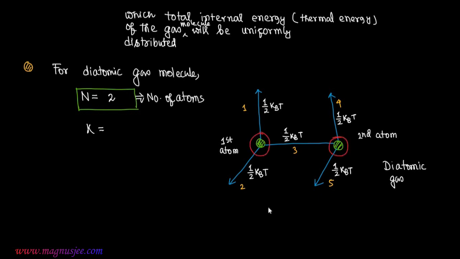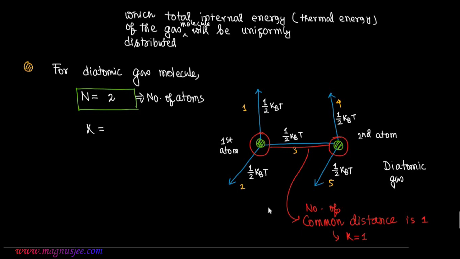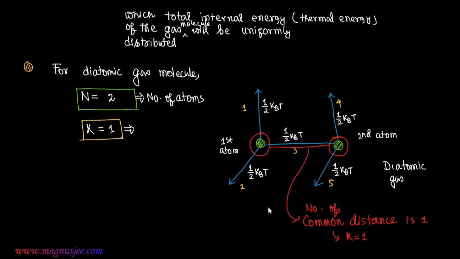Now we can denote the common distance between the two atoms. This is the common distance, and the number of common distances is 1 only. K is equal to 1. The number of constraints, that means the number of common distances, is 1. So we can write K as equal to 1, which is the number of constraints.